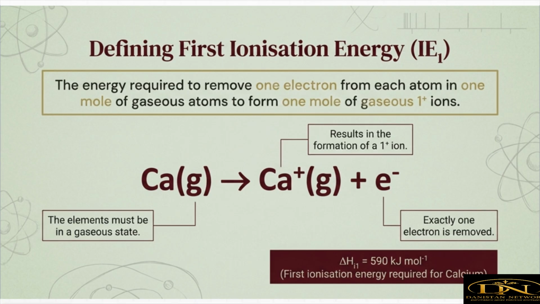Let's put some numbers to this using calcium. We start with gaseous calcium, which yields a gaseous calcium 1+ ion plus that removed electron. The delta H, the first ionization energy, is 590 kilojoules per mole. That is exactly the price in energy you have to pay to rip away that very first electron from a mole of gaseous calcium atoms.